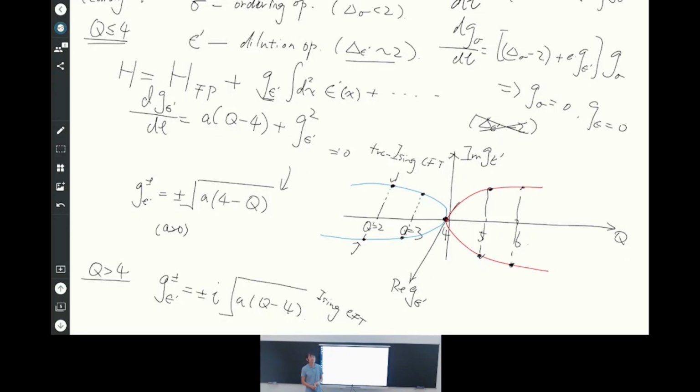I think this epsilon prime operator is from tricritical Ising and tricritical Potts. No, but you just rewrite the conformal perturbation theory from this upper blue line to just shift the coupling a little bit. It's a rewriting.